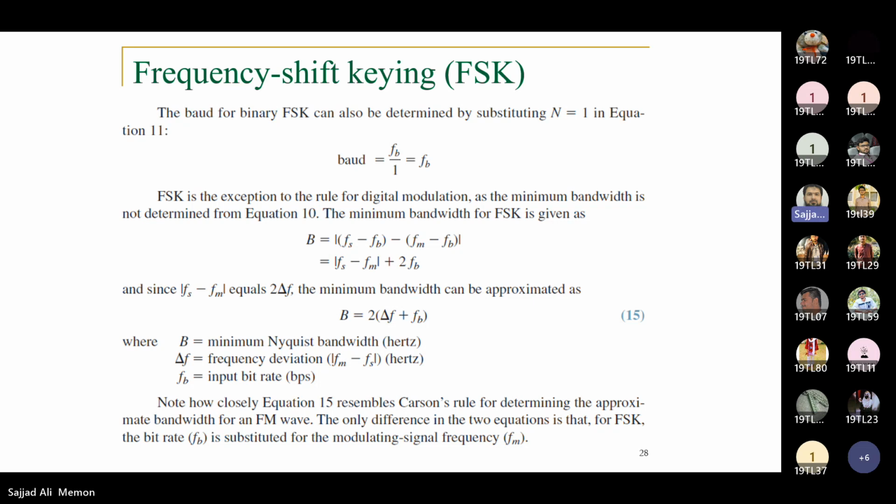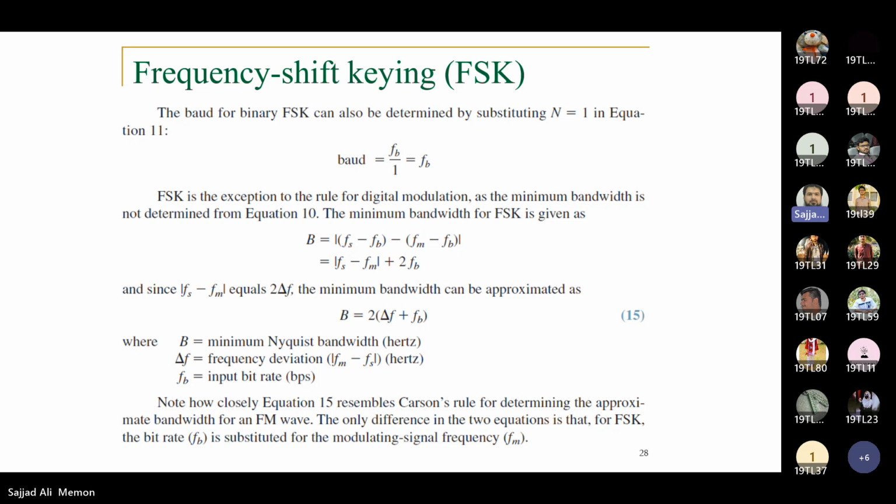FSK is the exception to the rule for digital modulation, as the minimum bandwidth is not determined from the equation chain. The minimum bandwidth for FSK is given as the difference between f_s minus f_b and f_m plus f_b, that is f_s minus f_m plus twice f_b. Since f_s minus f_m equals 2 delta f, the minimum bandwidth can be approximated as 2 delta f plus f_b, where B is the minimum Nyquist bandwidth, delta f is the frequency deviation, and f_b is your input bit rate.